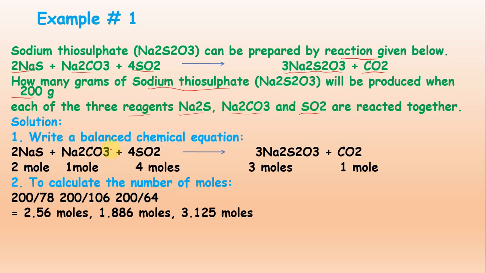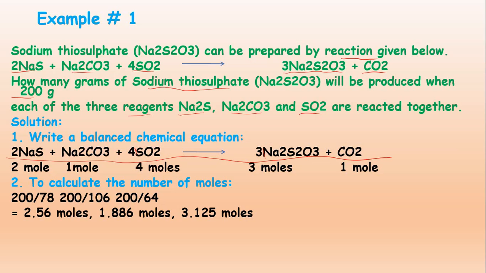Write a balanced chemical equation. This is the balanced chemical equation, and we have also written here the mole ratio, like 2, then 1, 4, 3 and 1. This is the mole ratio of this chemical equation.